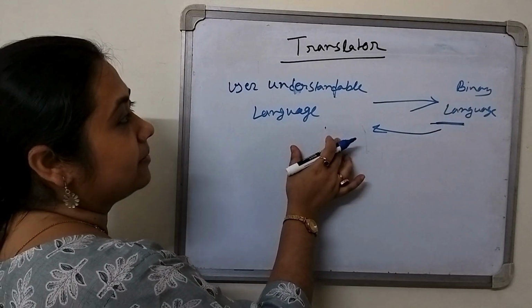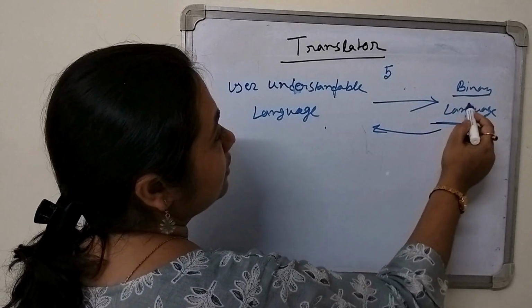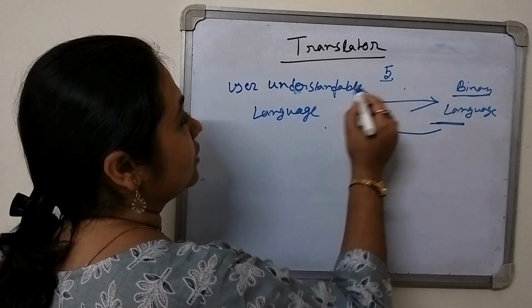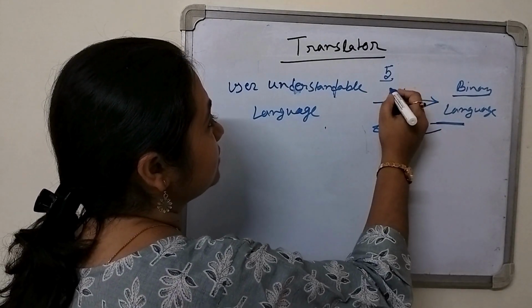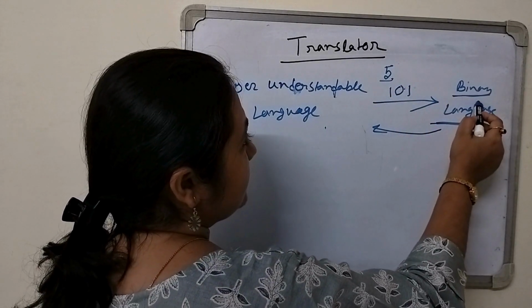Okay. Suppose I am writing here, the user has written 5. The binary language doesn't understand the value of 5. It knows only binary. So the translator will translate the 5 into the binary value, that is 101. So the computer will understand this.